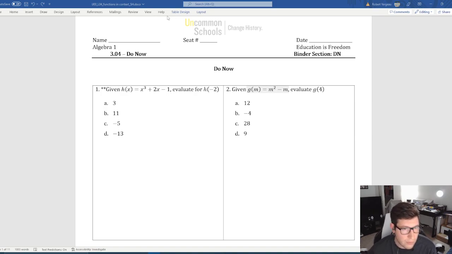So, for now, you have a do now in front of you. Go ahead, take about 4 minutes, only 2 questions, should hopefully be quick. Evaluate these different function values. Go ahead and pause the video.